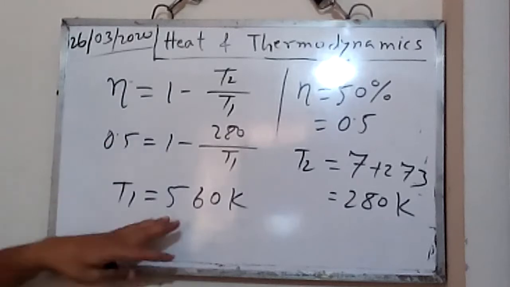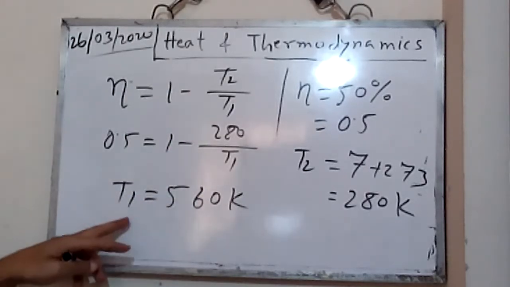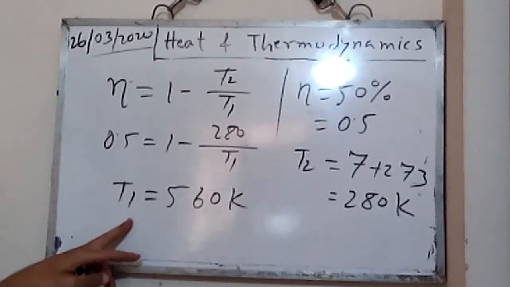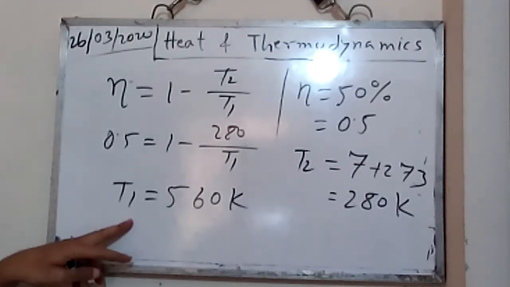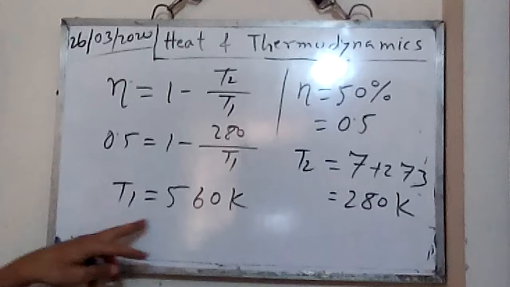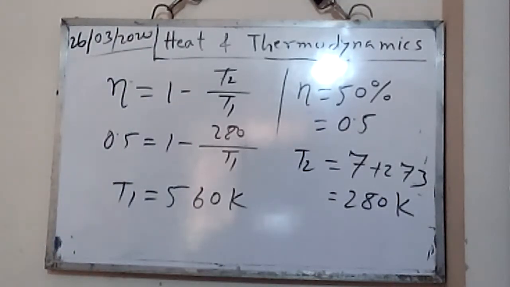This is the first case where the efficiency is 50%. There the temperature T1 means the source temperature, or high temperature reservoir. High temperature reservoir means source of temperature T1 equals 560 Kelvin. And for the second case, the efficiency increases to 70%.